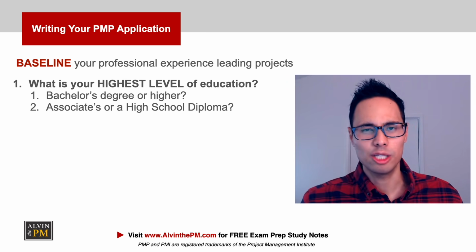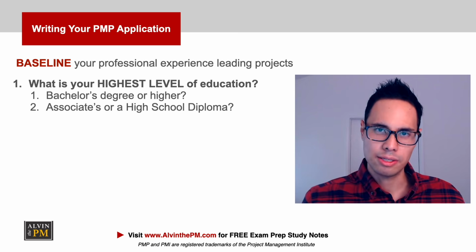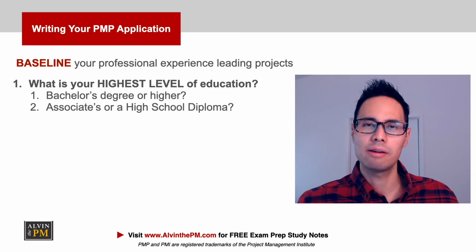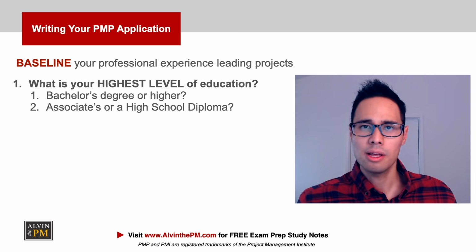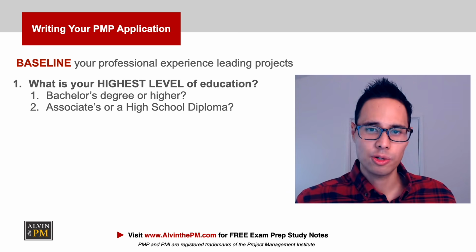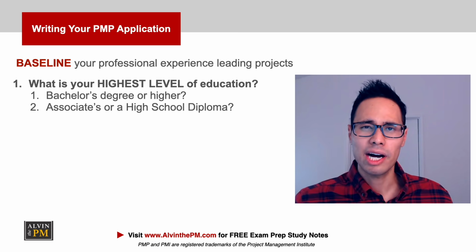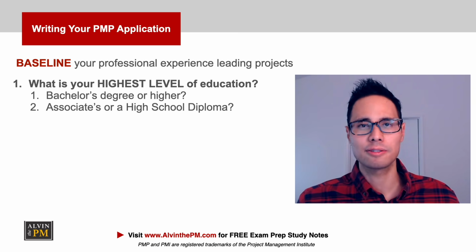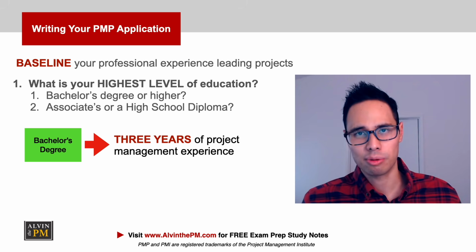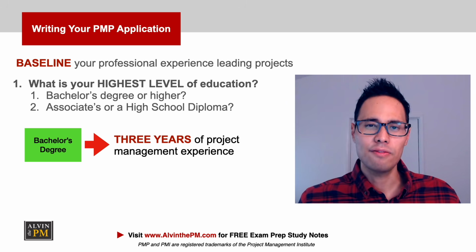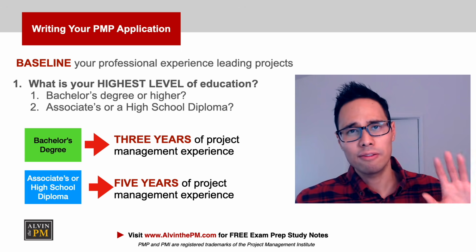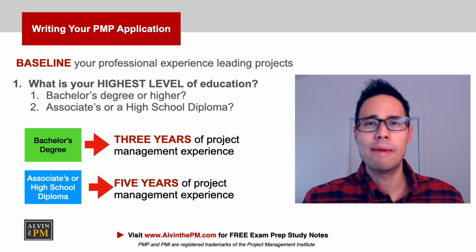The first question that you should ask yourself is, what is your highest level of education? Meaning, do you have a bachelor's degree or a higher level of education such as a master's or a doctoral PhD degree? Or do you only have an associate's degree or a high school diploma? If your highest level of education is at least a bachelor's degree, then you only need 3 years of experience with leading and managing your projects. On the other hand, if your highest level of education is an associate's degree or a high school diploma, then you'll need 5 years of experience leading and managing projects.